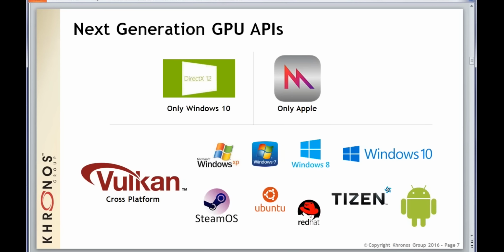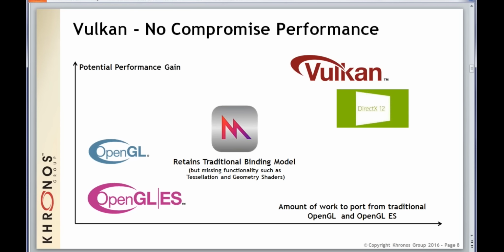It already has support for running on multiple OSs, from SteamOS, Ubuntu, Red Hat, the Linux distributions, Tizen, which is the mobile OS from Samsung, and last but not least, Android. Google have publicly committed to make Vulkan a native GPU API in a future version of Android. For software developers, Vulkan means that you can run your application in more places for better business with less porting effort. And it's interesting to compare the different APIs.